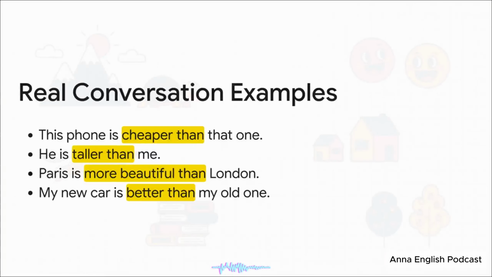Okay, let's run through a few more examples, the kind of things you'd hear or say every single day. For example, this phone is cheaper than that one. Or, he is taller than me. Here's one with a long word. Paris is more beautiful than London. And hey, check this out. Here's one of our special words in action. My new car is better than my old one. See how it all comes together?